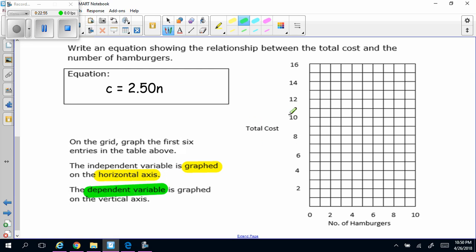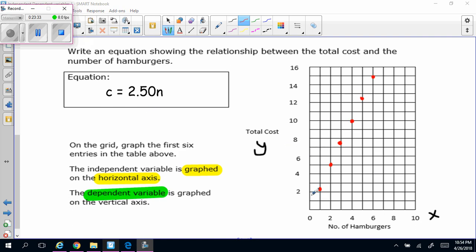Right here, they already gave it for you. What I want you to do is write y for the y-axis and x for the x-axis. We know our x-axis, the independent variable, is the number of hamburgers, and the y-axis would be the total cost for that problem. So go ahead and graph this, pause the video, and we will get back to it.